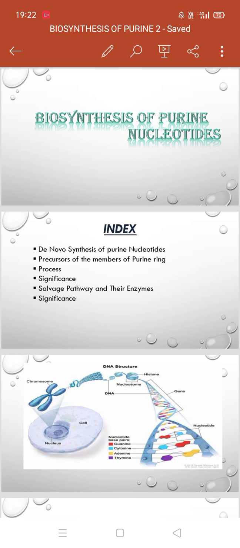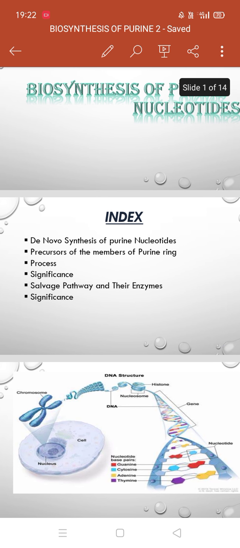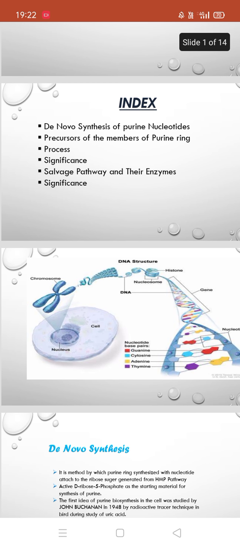Today we will discuss the biosynthesis of purine nucleotides, which includes the de novo synthesis of purine nucleotides, precursors of the members of the purine ring, the process of biosynthesis of purine nucleotides, its significance, the salvage pathway and their enzymes and significance. Today, we will discuss the history of purine nucleotides.